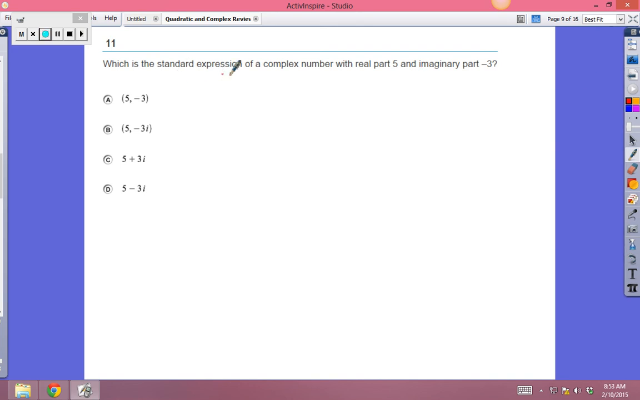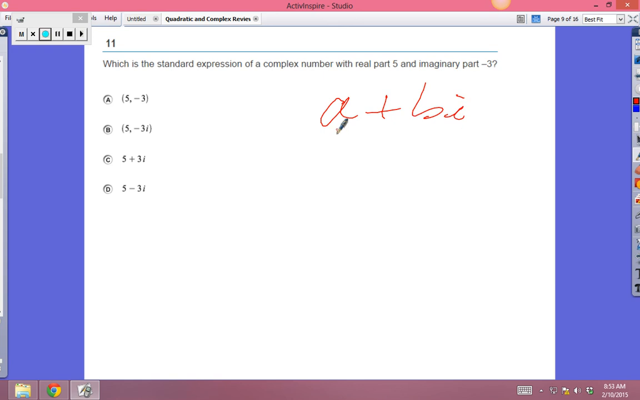Okay, what's going to be the standard expression of a complex number? The real part's 5, the imaginary part's negative 3. So you always put the real part first. So the 5 goes here, the imaginary part negative 3 goes here, and that matches up with D.